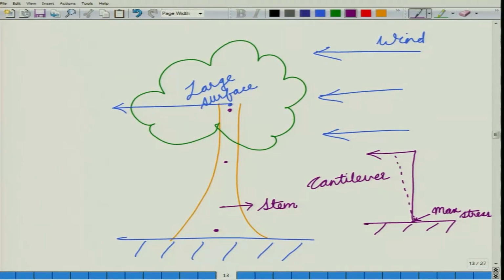So, if this tree does not want to get toppled, it would try to accumulate more mass at the bottom as compared to the top, where you have less stress. This would give it a tapered structure, is what Metzger's beam theory states. We will come to it in much more detail in a later lecture.